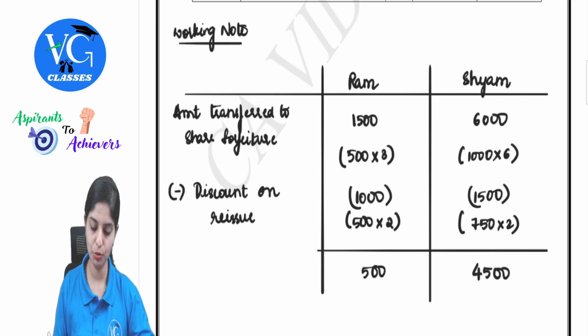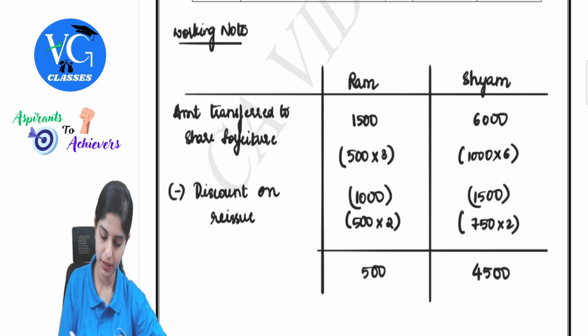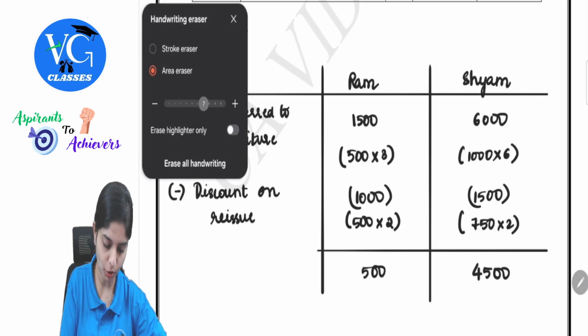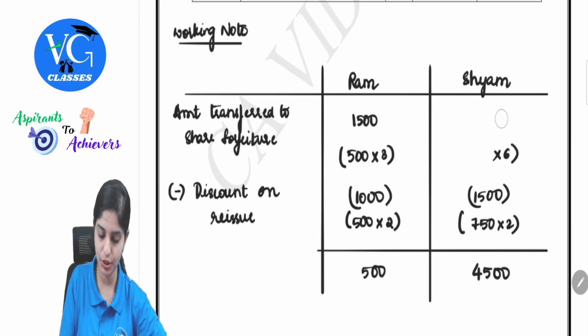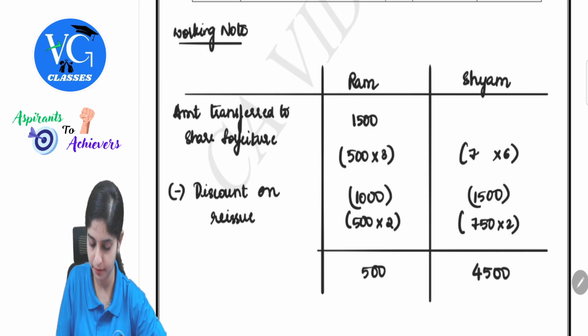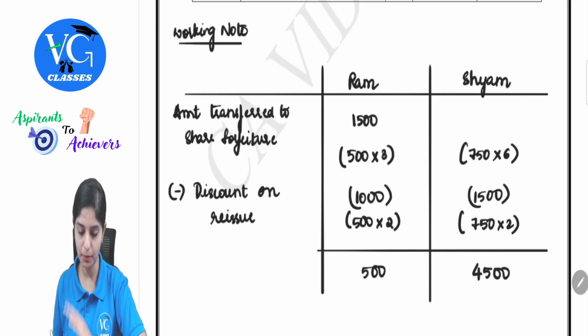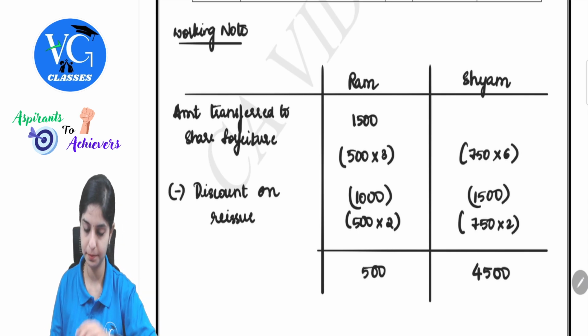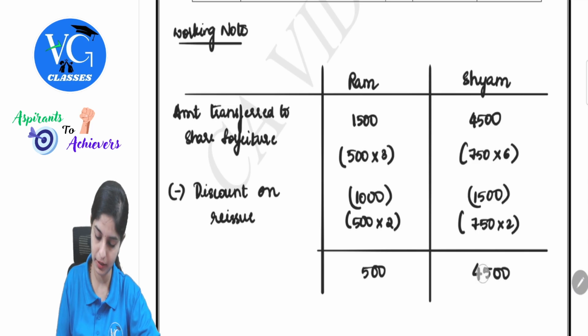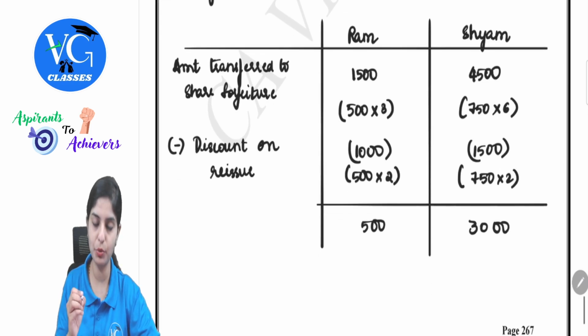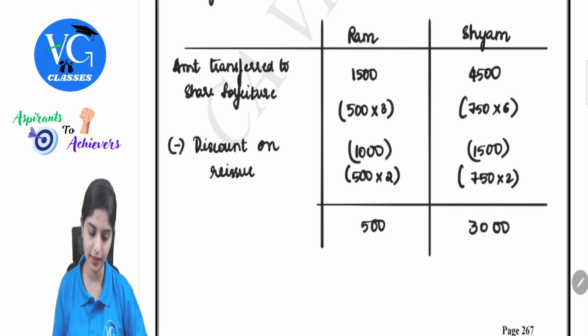So this is with respect to the total amount being transferred. But here we will have to consider the base of shares which is being reissued. So in order to make them common, I will just change this to 750, because ultimately 750 number of shares is what is being used. So 750 into 6 is 4,500 minus 1,500. So this will be 3,000. So total amount that is transferred to capital reserve will be 3,000 plus 500, 3,500.